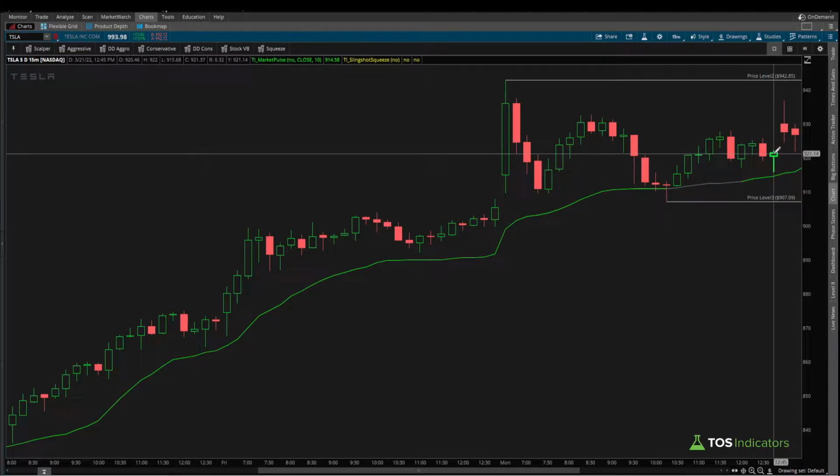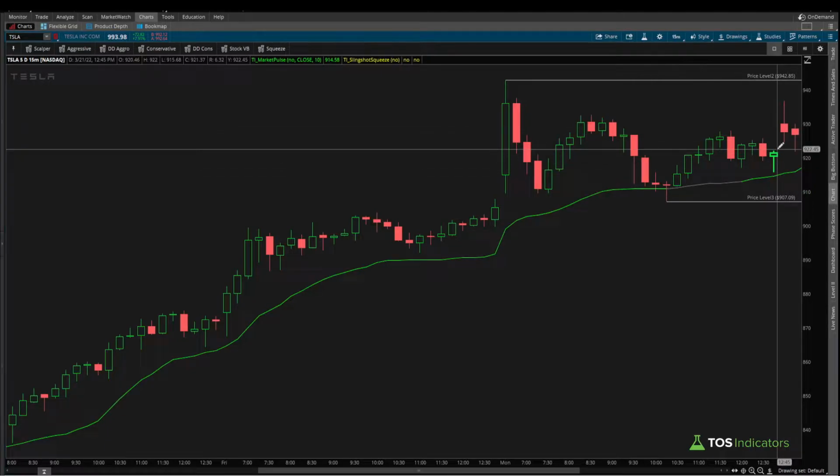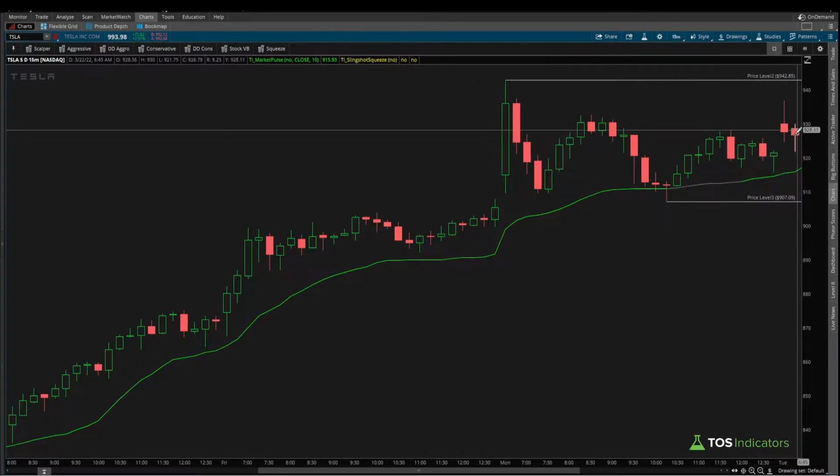The high of this particular candle was 922, and the low of this candle was 921.75. So we got there, we went down by about 25 extra cents, so not a whole lot, at least when you're looking at a $1,000 stock like Tesla. So we filled that gap.